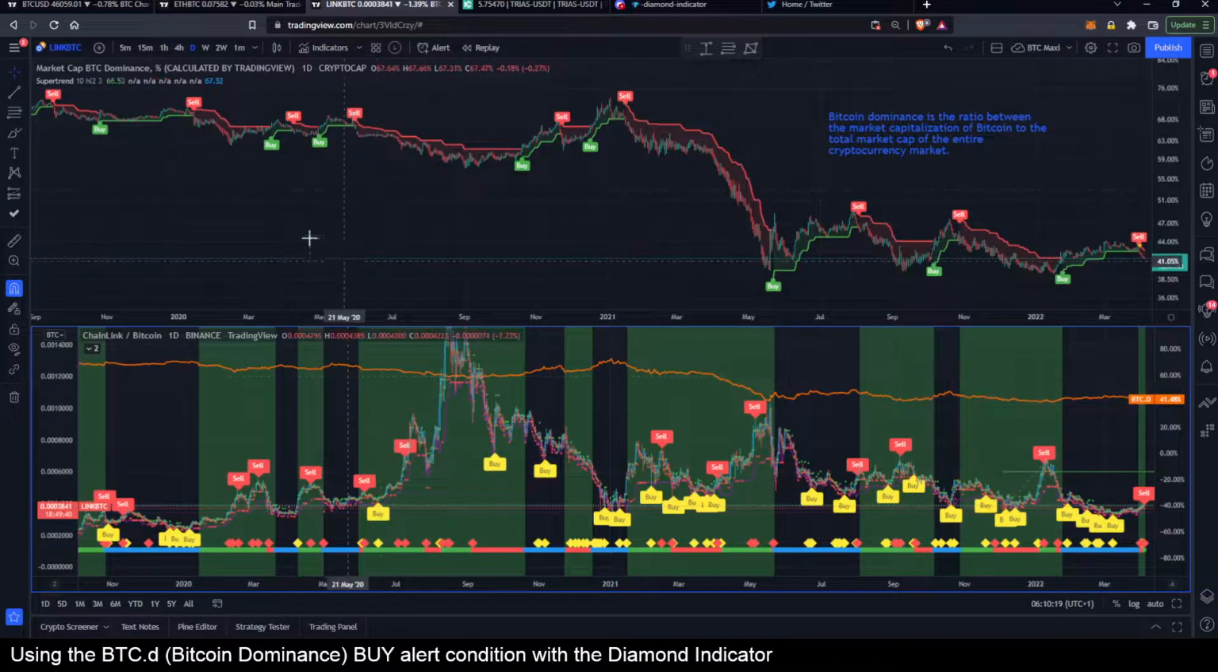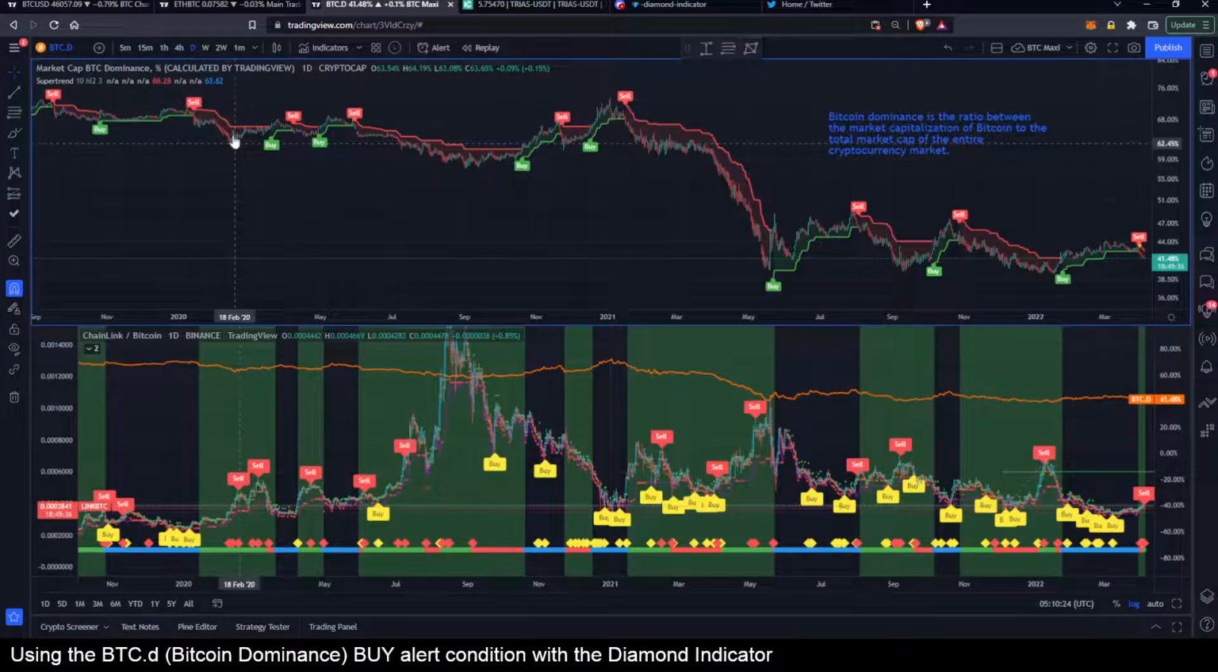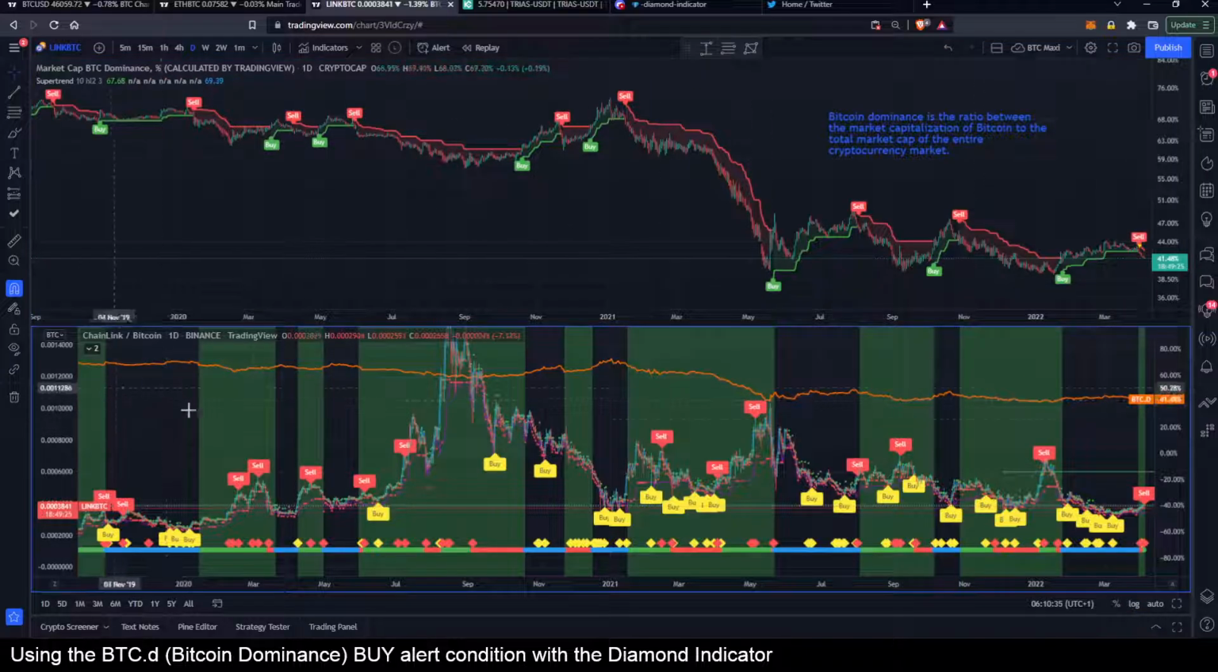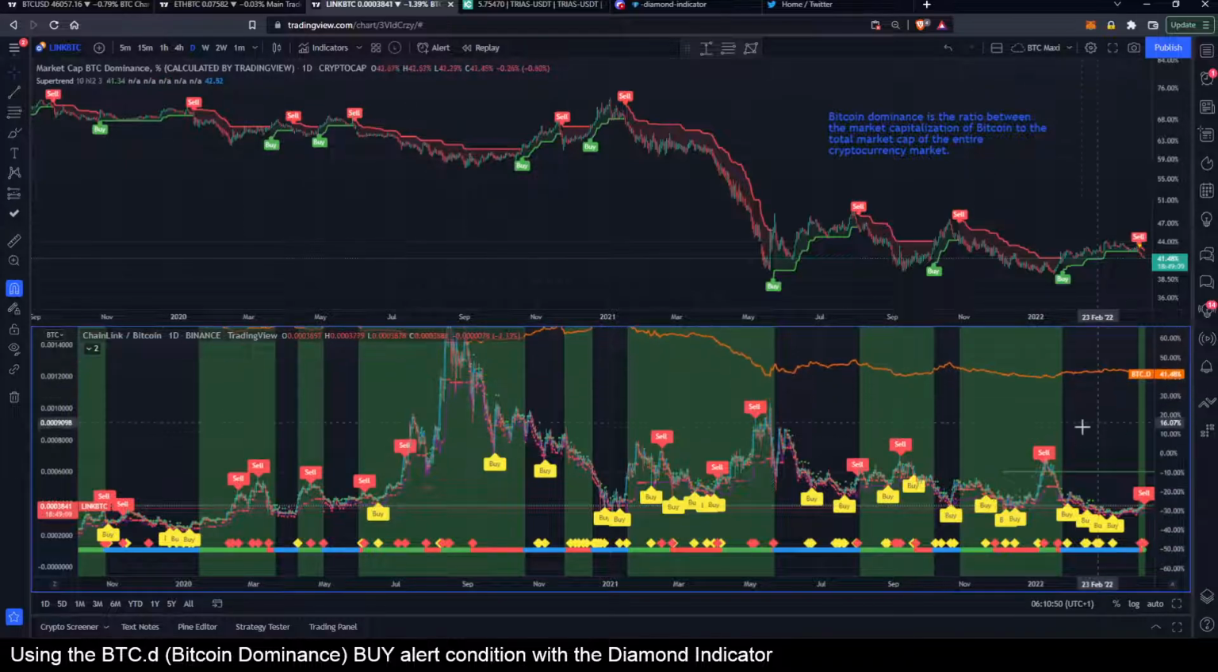This is basically just using a super trend on the Bitcoin dominance chart, both charts on the daily time frame. When we have downtrends in Bitcoin dominance, we have these shaded green areas in the Chainlink Bitcoin chart. This shows the relationship between the two. You can also see that in the green shaded areas, the overlaid Bitcoin dominance shows general downtrend patterns.